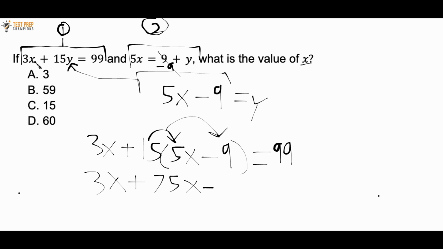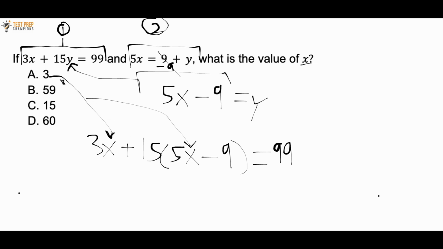So let's say that instead of solving for x, like I showed you, you wanted to plug the answers in. How would that look? Well, what you could do is take 3 and plug it in for x here and plug it in for x here. So it would be 3 times 3, which would give me 9. All right, so then I'd have plus 15 times 5 times 3, which would be 15, minus 9 equals 99.